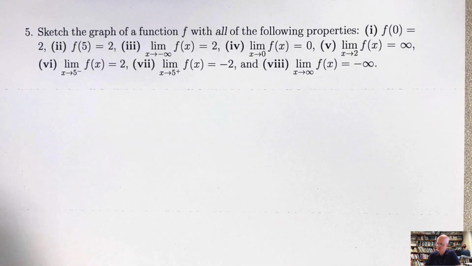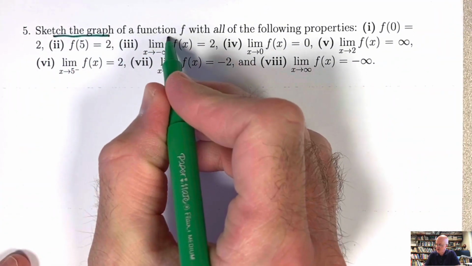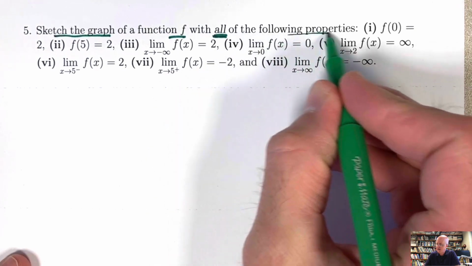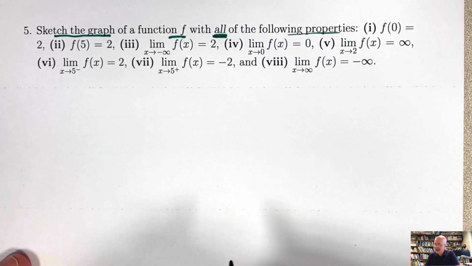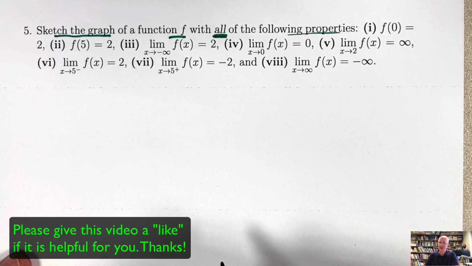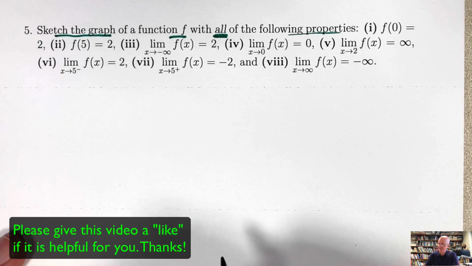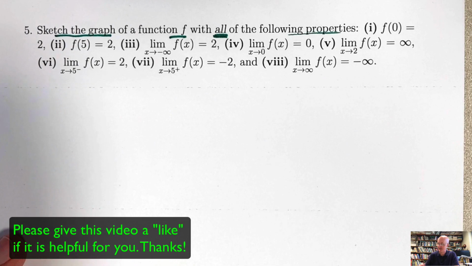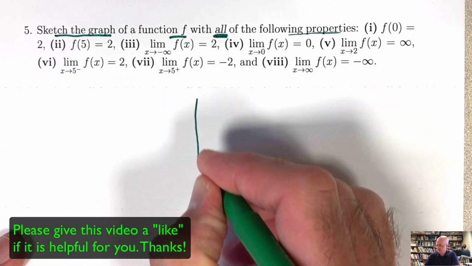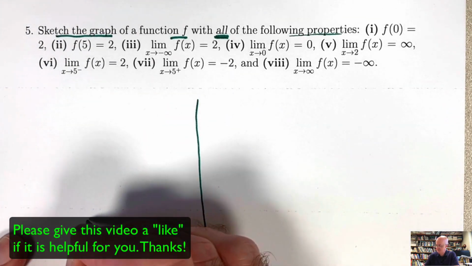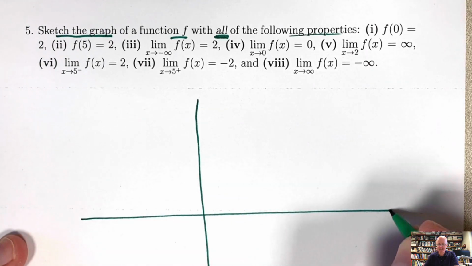Number 5 says to sketch the graph of a function f with all the following properties. And there are 8 properties. Yikes, looks kind of scary. Take a breath, take it step by step. Don't rush this kind of problem. Be careful with it. There are lots of places where you could make a mistake.